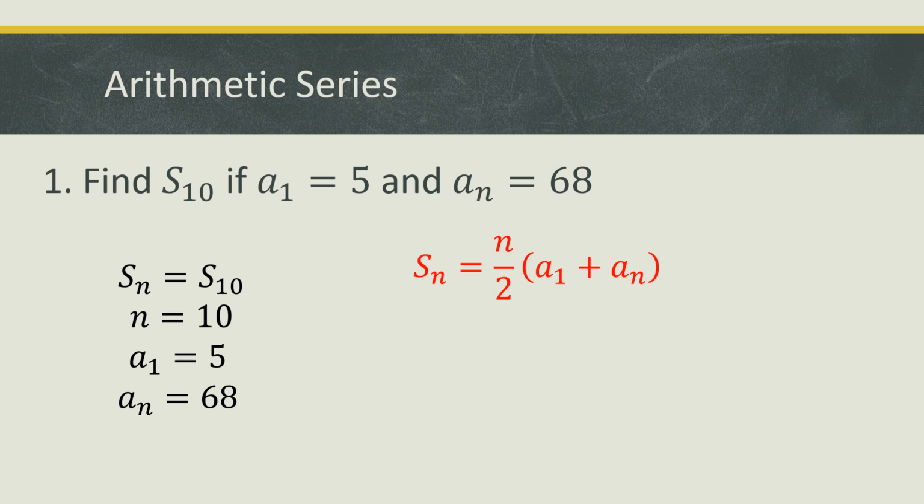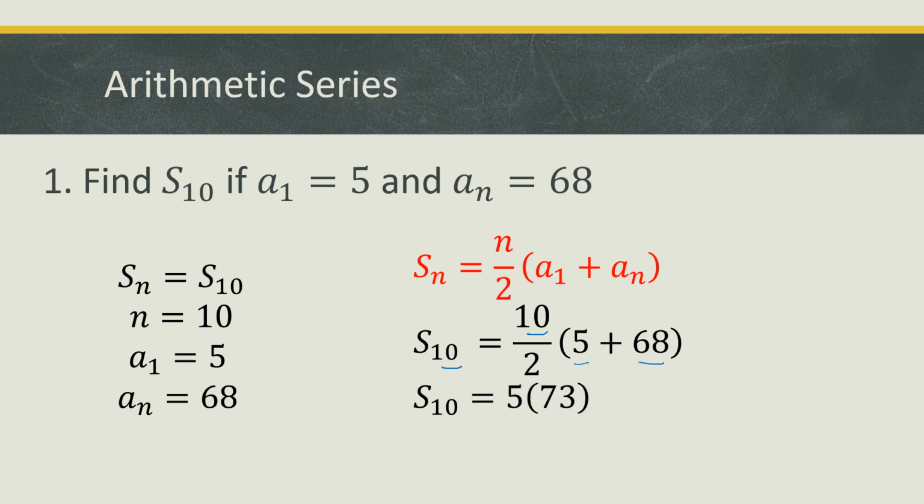So the thing that we need to do here is to substitute all of the given. So the n value is 10, the first term is 5, and the last term is 68. So let us evaluate. 10 divided by 2 is 5, and 5 plus 68 is 73. We just need to multiply 5 and 73, and we have the series of 10 terms, which is 365. That's it.